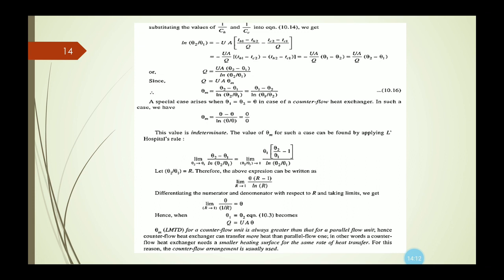There is one thing we need to remember in the case of the LMTD: the LMTD should invariably be used when theta 1 by theta 2 is greater than 1.7. So we first check that condition, and if theta 1 by theta 2 is greater than 1.7, then the LMTD can be used invariably.